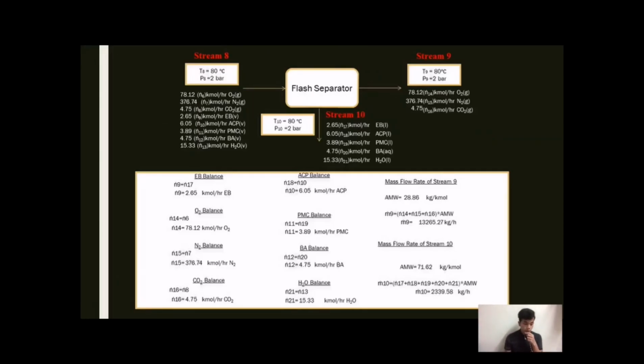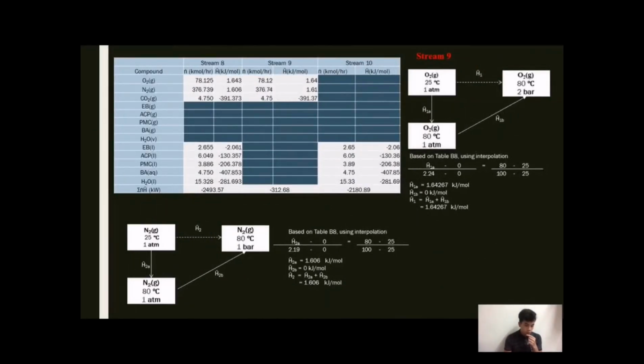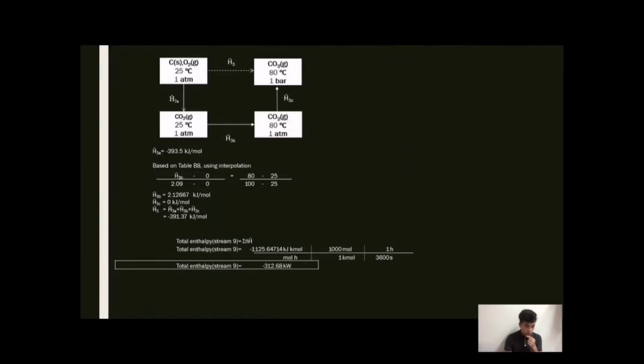For the flash separator, this is the hypothetical path for O2 gas. The answer for H1 is 1.643 kJ per mole. This is the hypothetical path for N2 gas. The answer for H2 is 1.606 kJ per mole. This is the hypothetical path for CO2 gas. The answer for H3 is equal to negative 391 kJ per mole. For the total enthalpy of stream 9, the answer is negative 3 to 1.68 kilowatts.